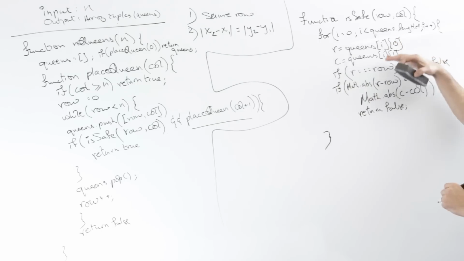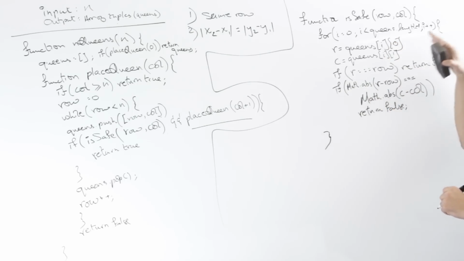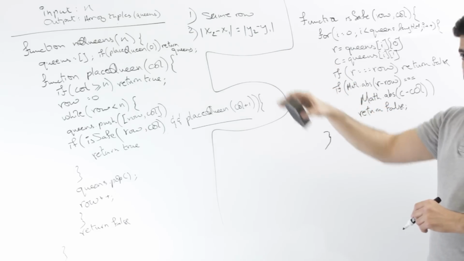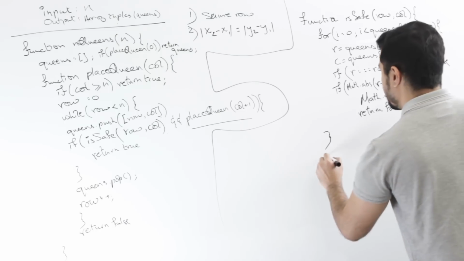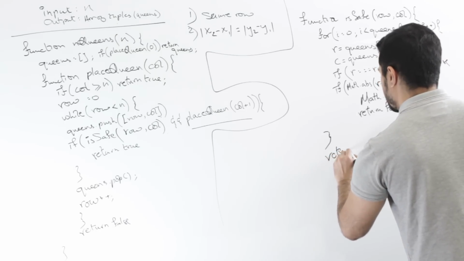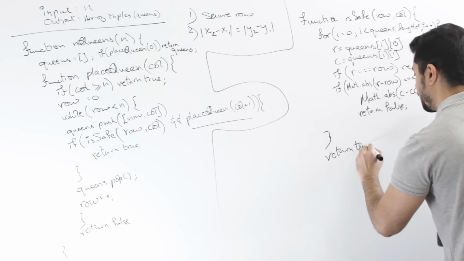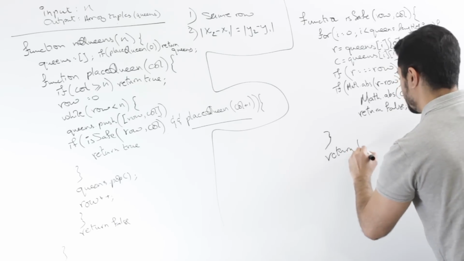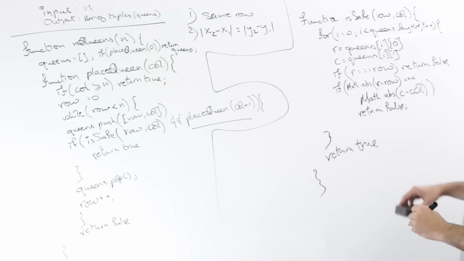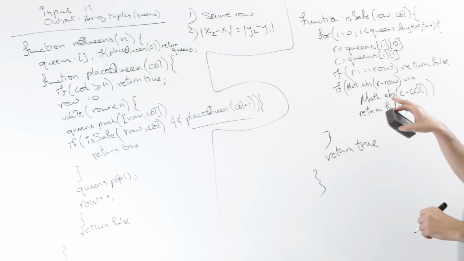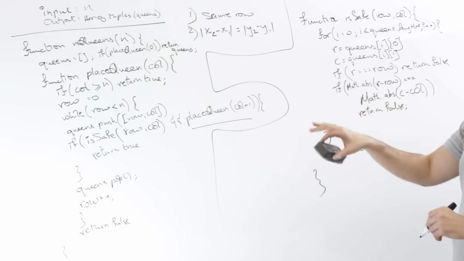At the end, if none of these conditions are met after we iterate through all of the queens in that array, only then do we say that it's safe. So at the end I'll say return true. Perfect, right? So this is a safe method. This actually concludes the function.